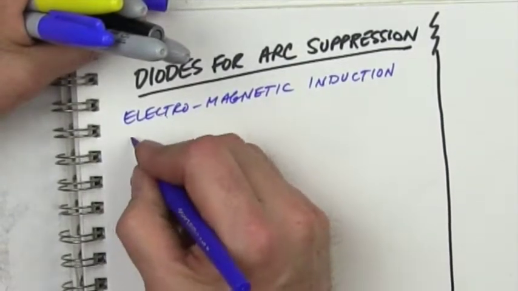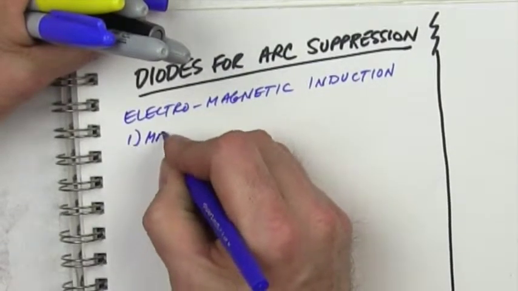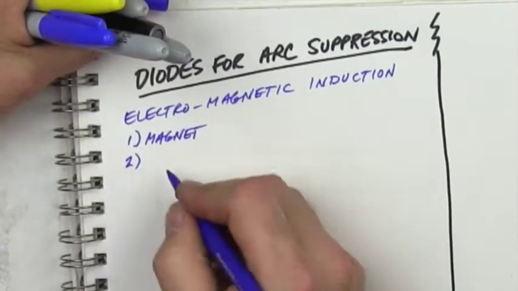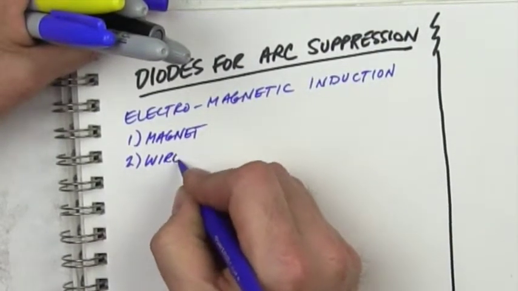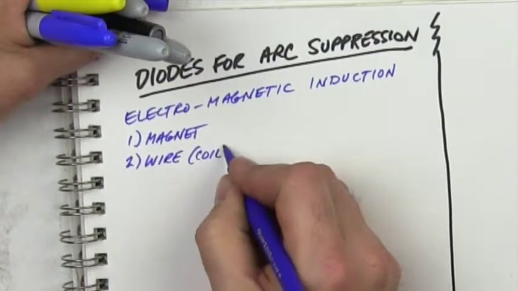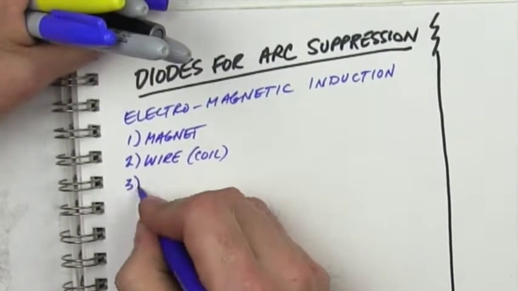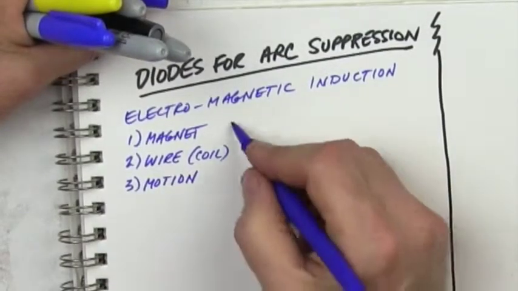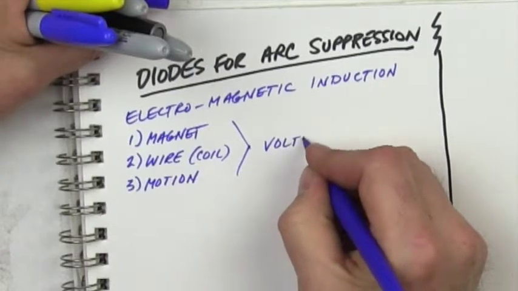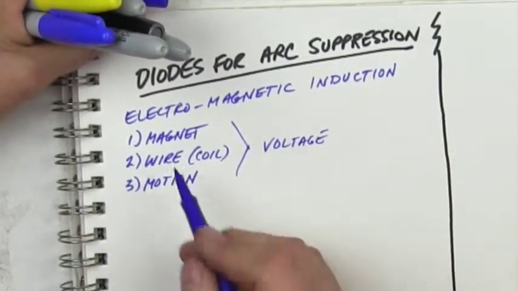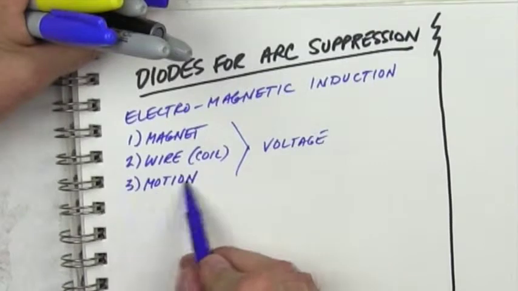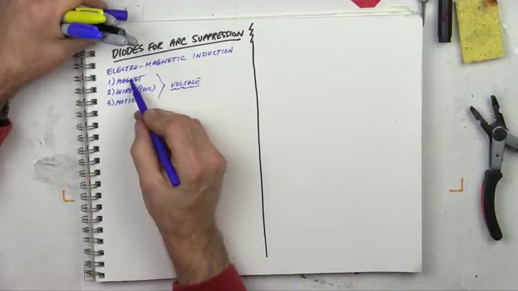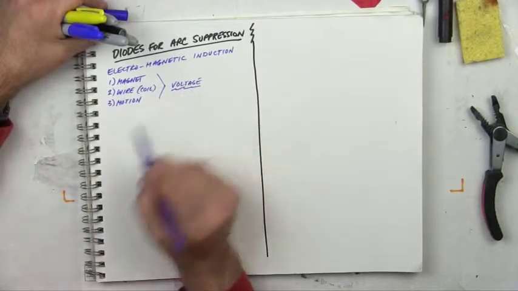And there are three things we need. The first thing we need is a magnet. That's pretty obvious. The second thing we need is wire, usually in the form of a coil, not necessarily, but usually. And the third thing we need is motion. You put these together in any form, and you get voltage. It makes sense that if we increase any of them, we get more voltage. Pretty straightforward.